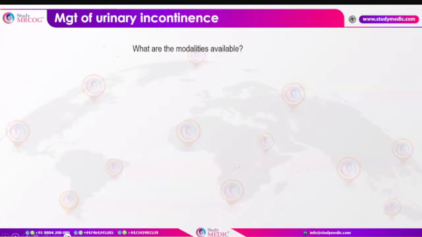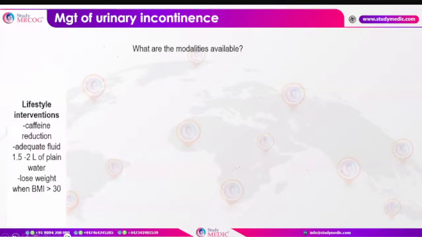So now that you have taken a good history, you have examined the patient, let us see what are the modalities available for treatment. In the UK or in NHS, remember, always the non-invasive things are preferred first. So first is lifestyle interventions. So you can advise the woman caffeine reduction or stop coffee intake totally. She should be drinking adequate fluids. That means 1.5 to 2 liters of plain water. If her BMI is on the higher side, more than 30, advise her to lose weight.